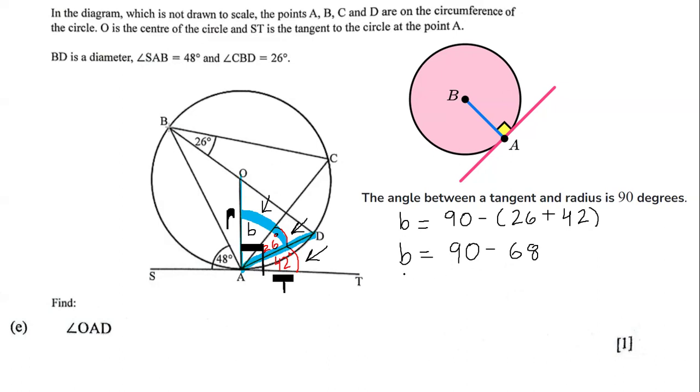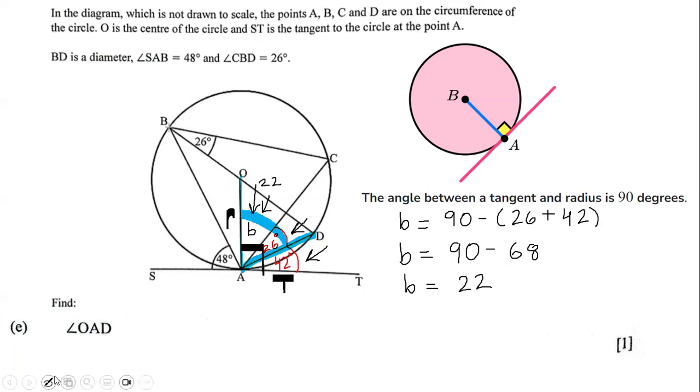So we have that B is equal to 90 minus 68. 90 minus 68 is definitely 22. So B is equal to 22 degrees. That's what B is. This B right here is 22 degrees.